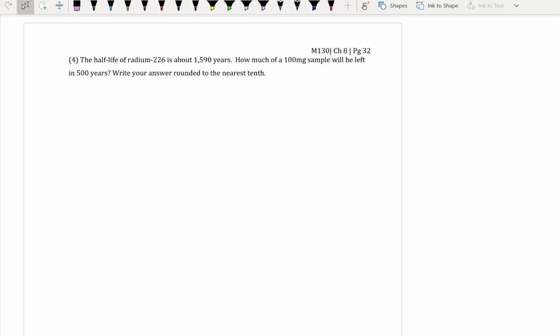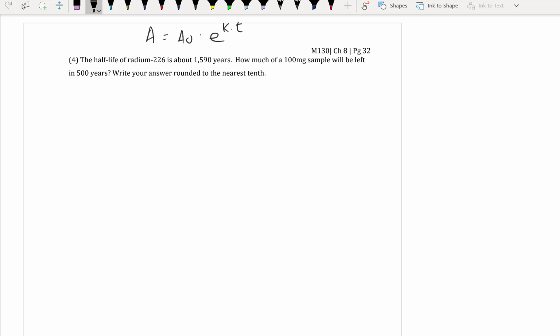So, looking at example number 4, even before it says anything, let's go ahead and write the formula down. A is equal to my initial amount times e to the k times t. So the half-life of radium-226 is about 1,590 years. How much of a 100 milligram sample will be left in 500 years? Write your answer rounded to the nearest tenth.